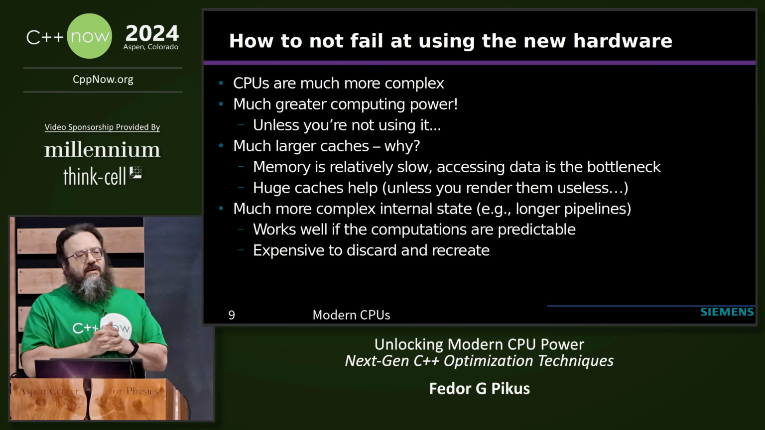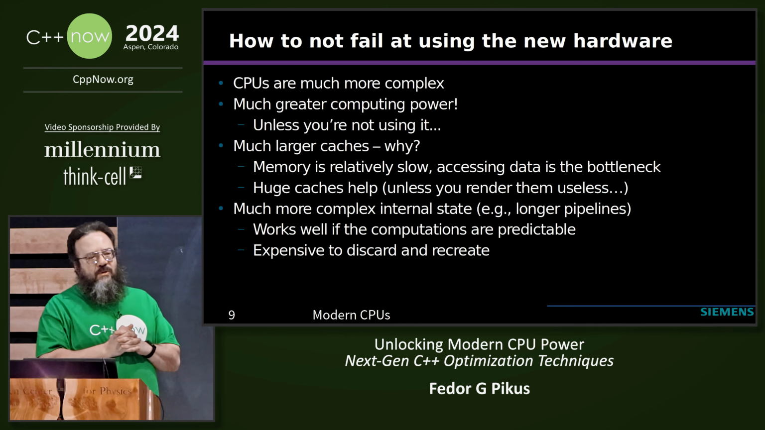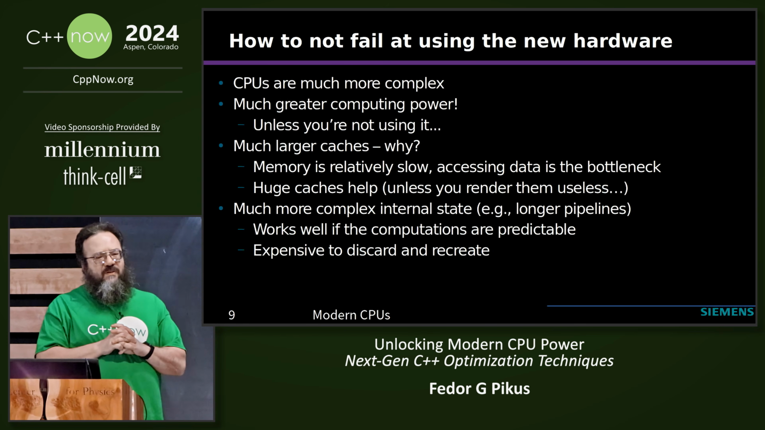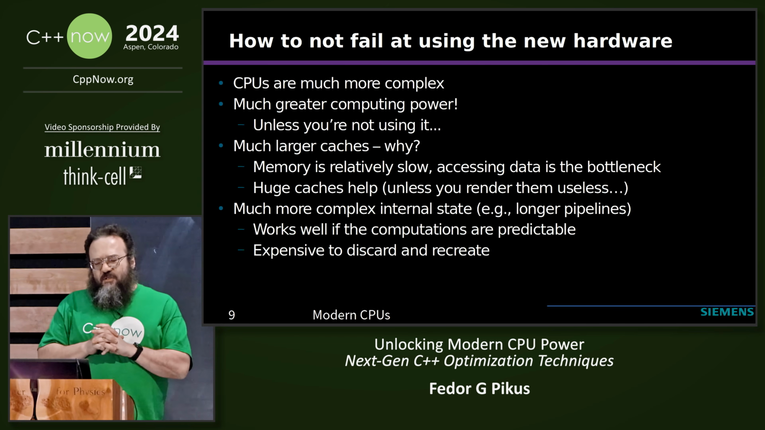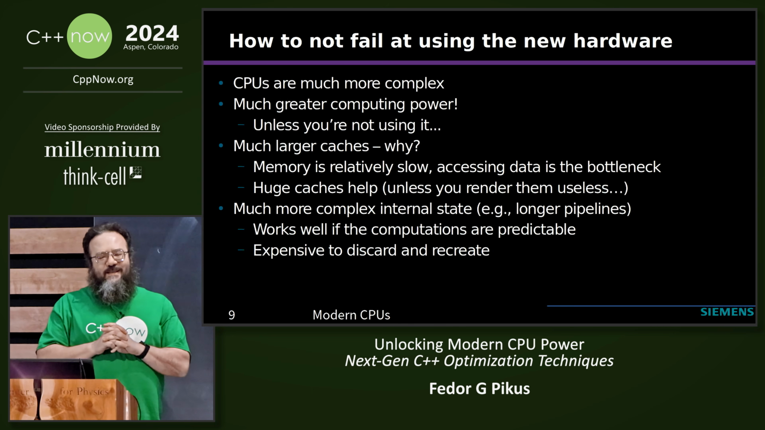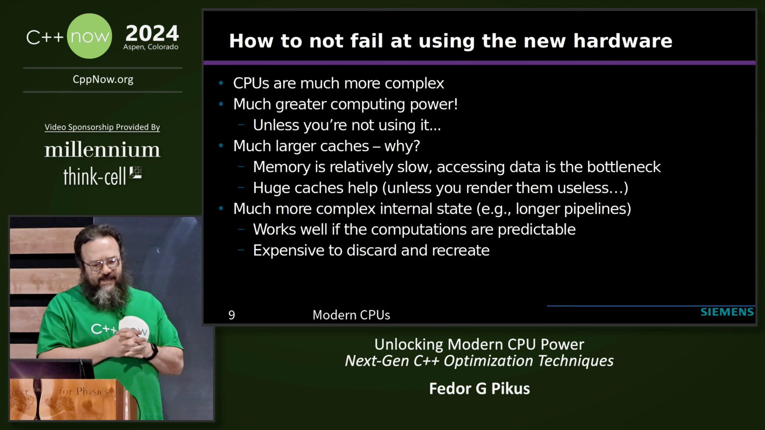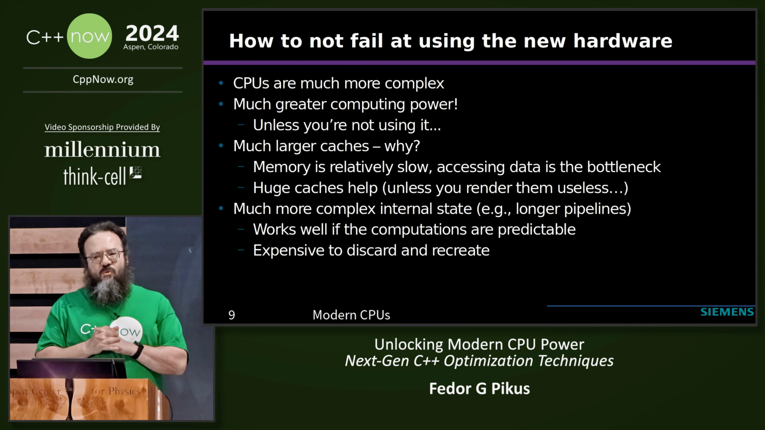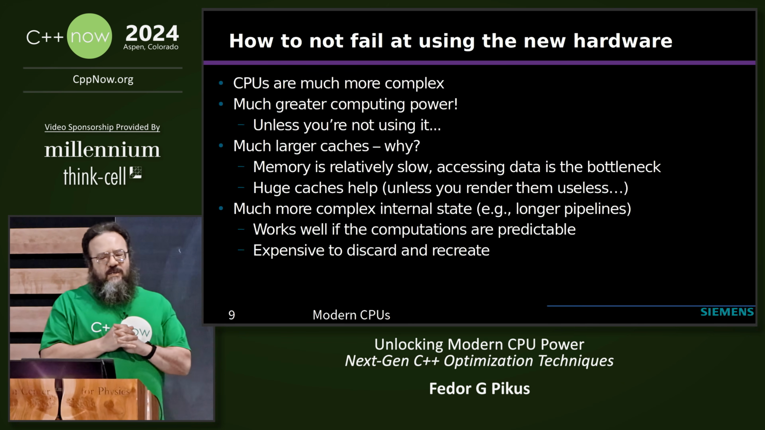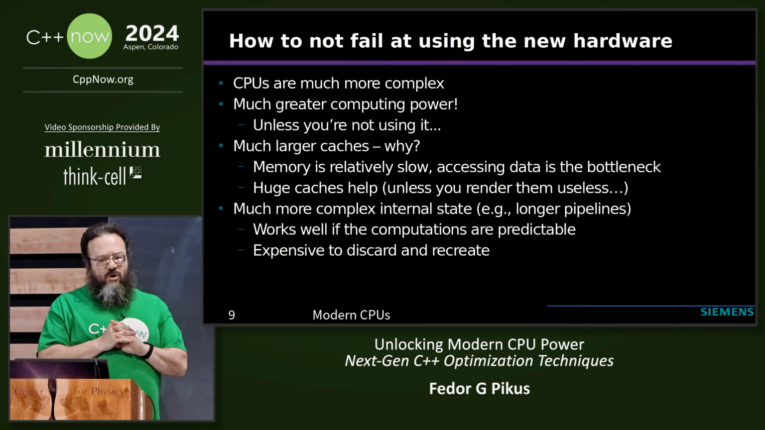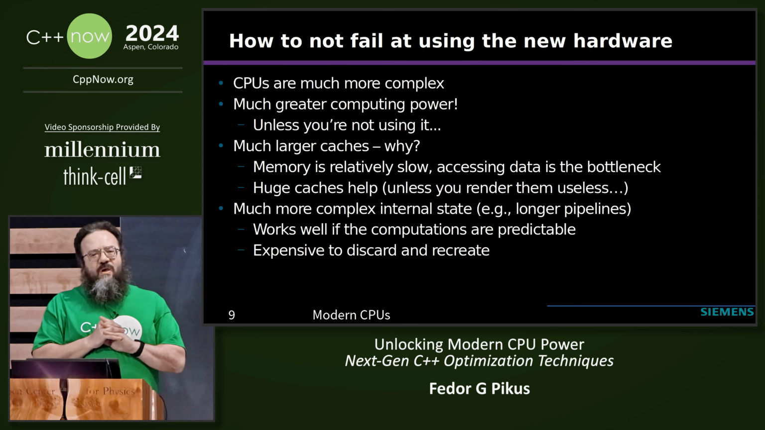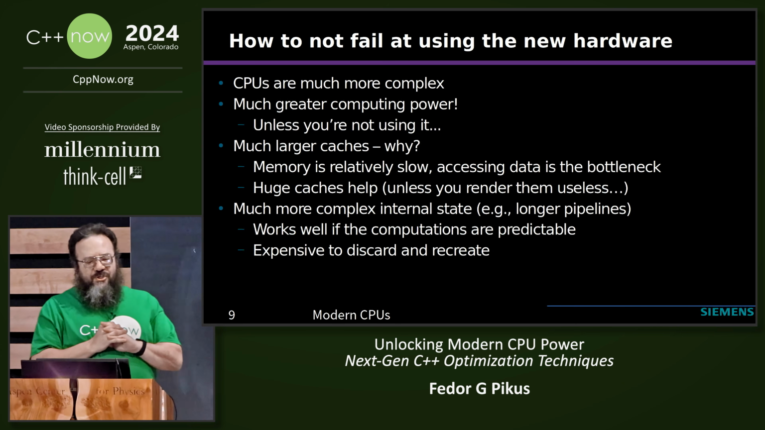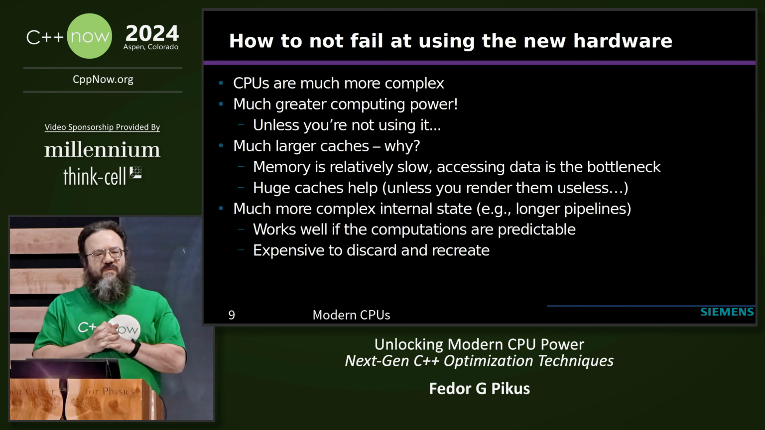Now, with all these changes and much bigger complexity, there are several major pitfalls that I'll talk about that can lead you to using your CPU really badly. First of all, it has a lot more compute power, and I'm not just talking about the number of cores, that's concurrency, but also within a single core, it has significantly more compute power, which is great unless you aren't using it. It has significantly larger caches, which seems like it should be a very good thing.